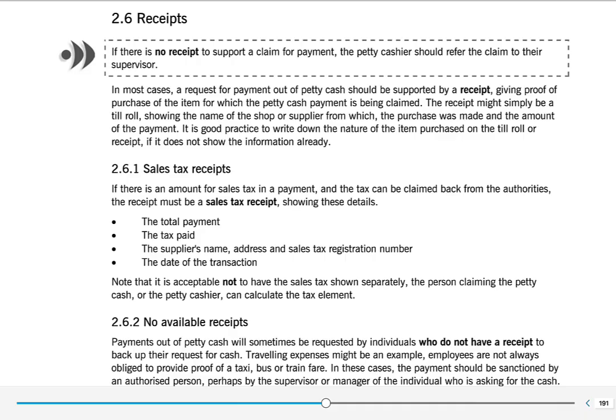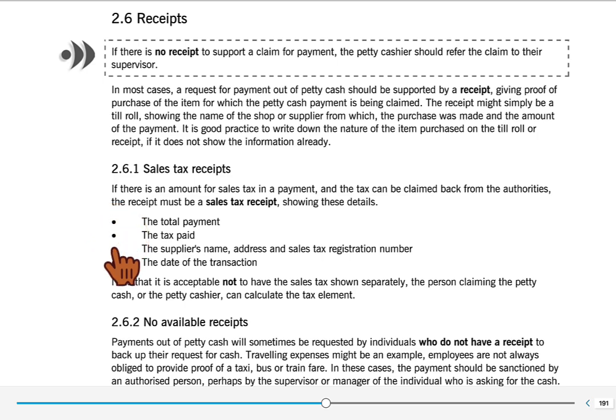What details must be shown on a sales tax receipt? A proper sales tax receipt should show the following details. 1. The total amount paid. This is the full amount that left petty cash. 2. The sales tax paid. This is the tax part of the payment.